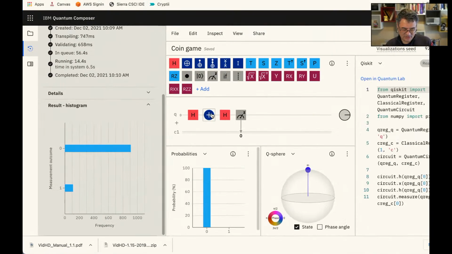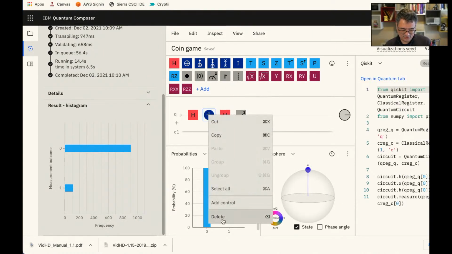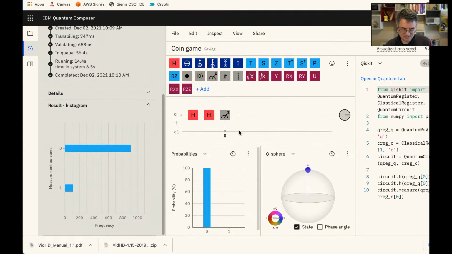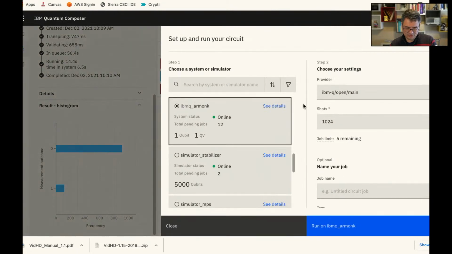And we can take this out. Let's see, can I delete that? In which we elect not to flip the coin. I'll go ahead and run that.